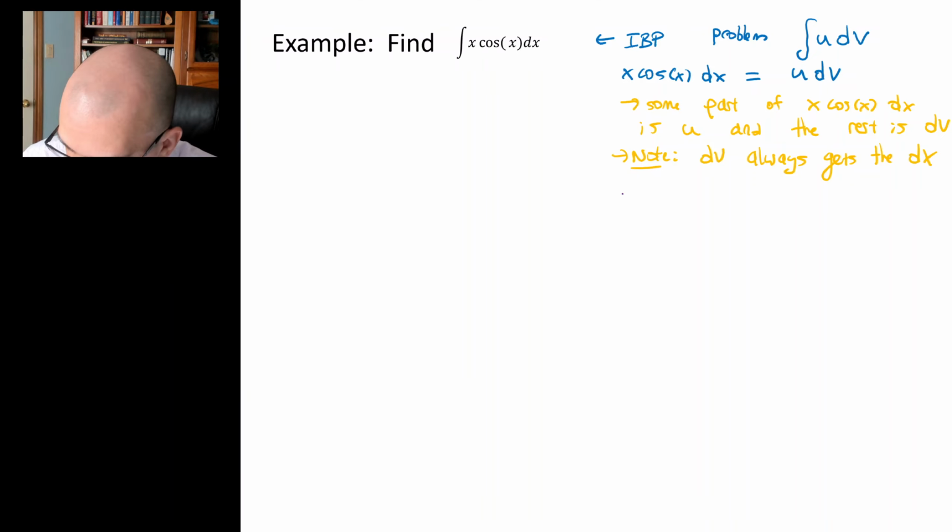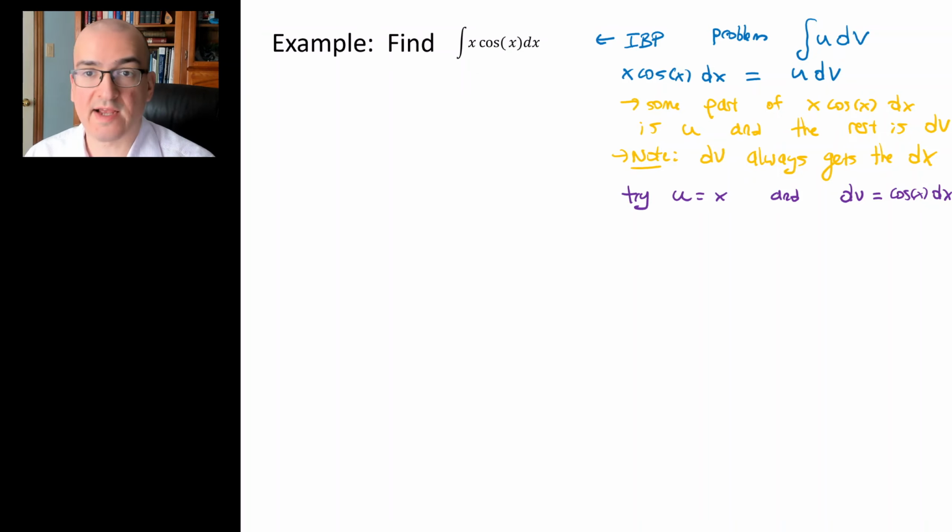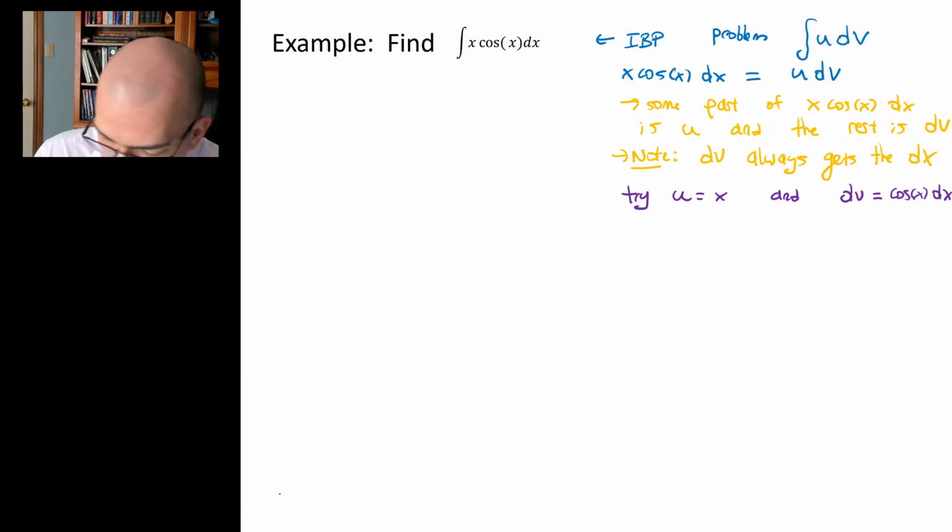So I'm going to try u equals x. Now dv has to be everything else. And dv is equal to cosine of x dx. Because when I multiply those two things together, I get back my x cos of x dx. I get back my u dv. So my formula says that this is going to be equal to uv minus the integral of v times du.